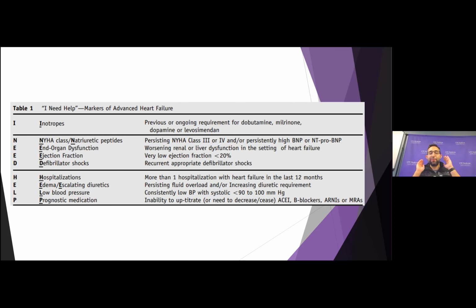So remember this, "I need help." Remember that acronym. If any of those things are positive, please try to get these patients to see an advanced heart failure specialist. They might be able to follow up with their primary care or their cardiologist, but they should at least be assessed, and some statement or consideration should be made in these patients' care.